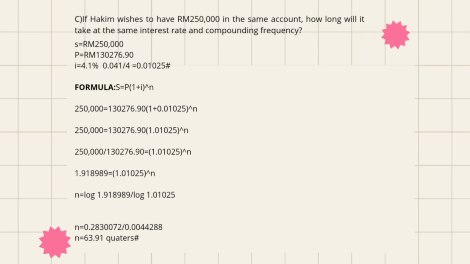Next, 250,000 equals 130,276.90 times 1.01025 to the power of n. So 1.918989 equals 1.01025 to the power of n. N equals log 1.918989 divided by log 1.01025. N equals 0.2830072 divided by 0.0044288. N equals 63.91 quarters.